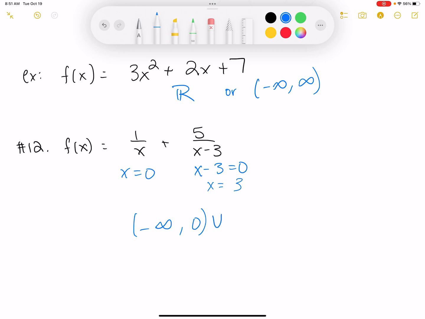Union. Union 0 to 3. Okay, remember we're not including 0. So by writing this way, that says everything up to 0, not including 0. Then everything after 0, all the way up to 3, not including 3. We're going to union again, 3 to infinity.